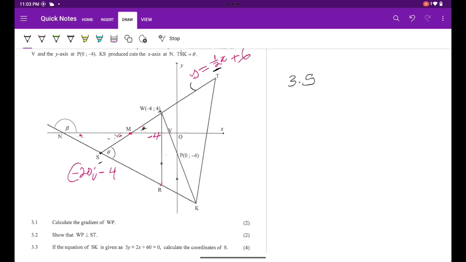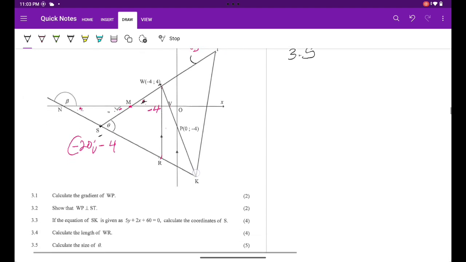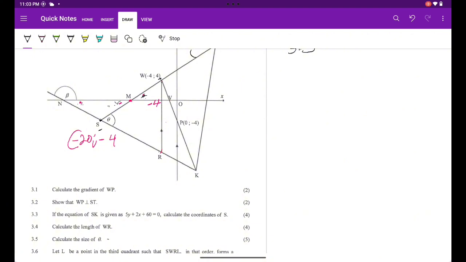So to get 3.5, we want the size of theta. So the size of theta, so we are going to use this line as K, and we will get this inclination here, which is beta. And then we are going to use this line here as MW, and get this inclination here. So that will help us to get theta, because theta is now simply this angle here plus that angle there. Right, so let's start right away.